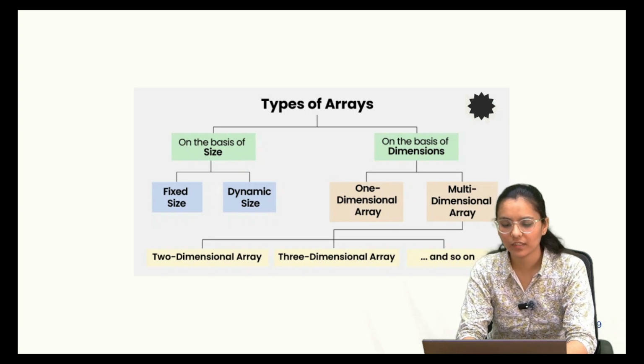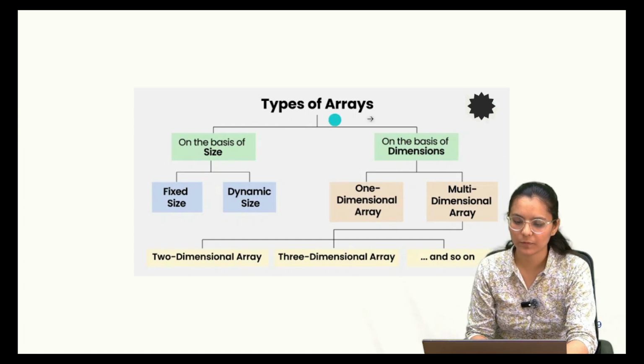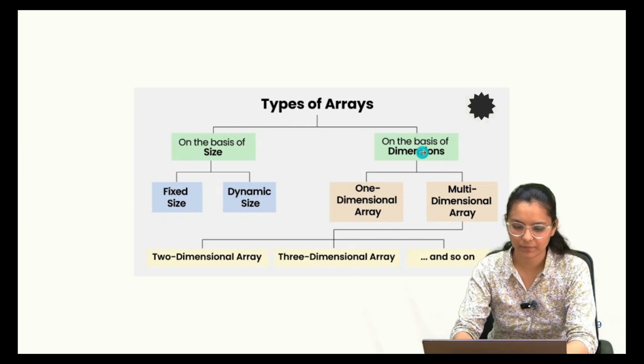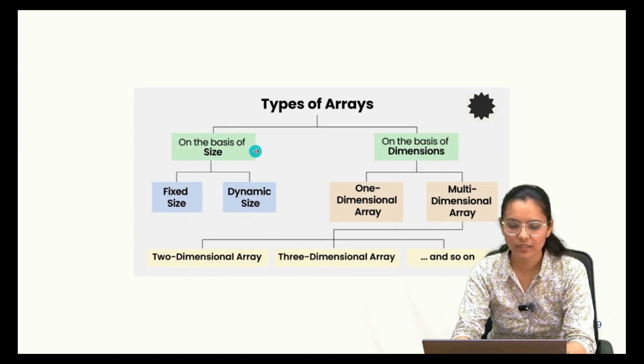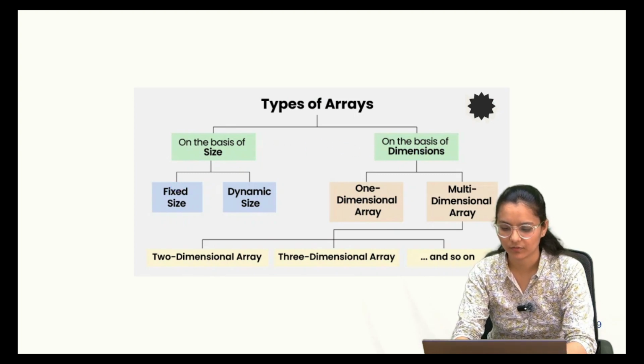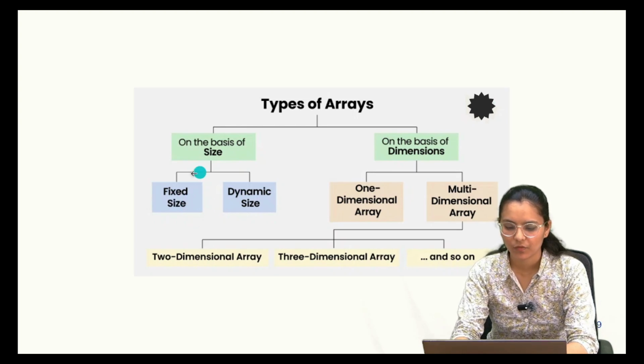So an array has two types. Let's see the types of array on the basis of the size and on the basis of the dimensions. On the basis of the size, there are two types: fixed size and dynamic size. Fixed size means the size is decided at the time of creation, and dynamic size means the size can change during the program.